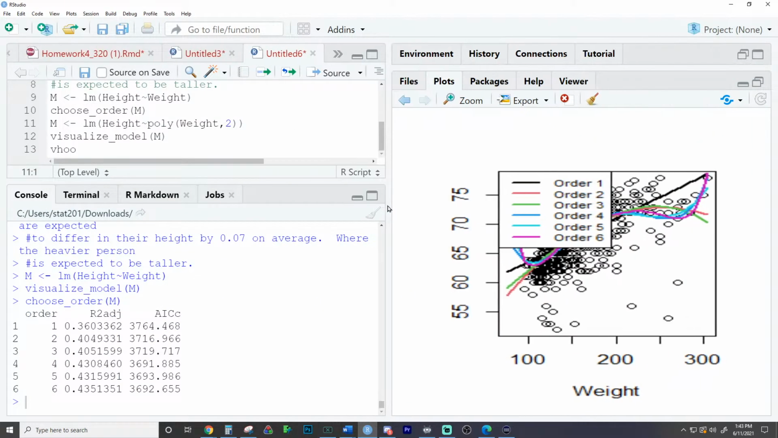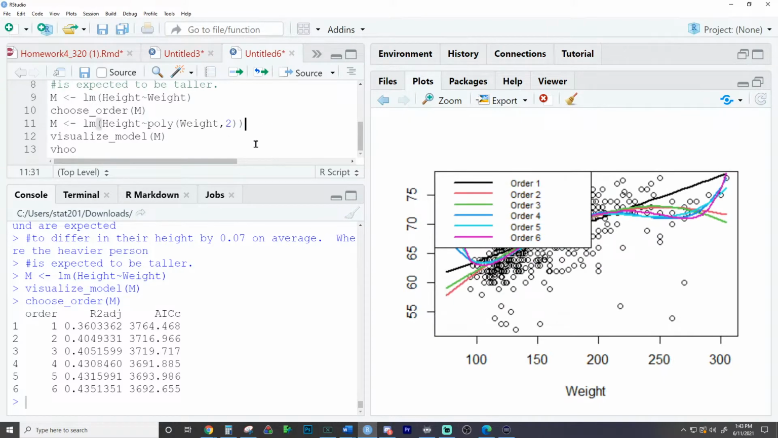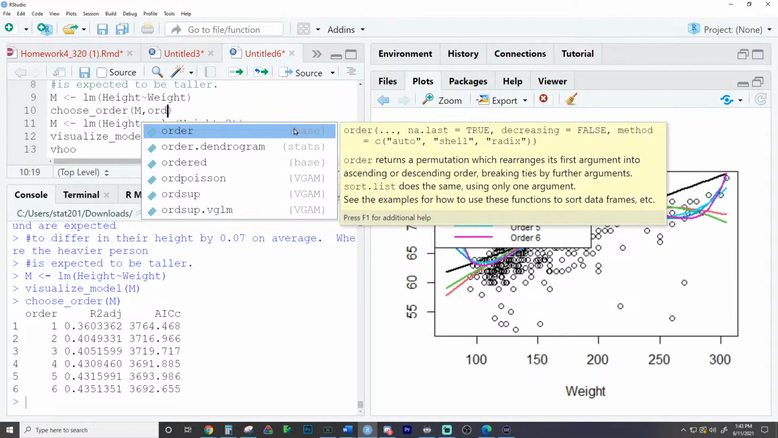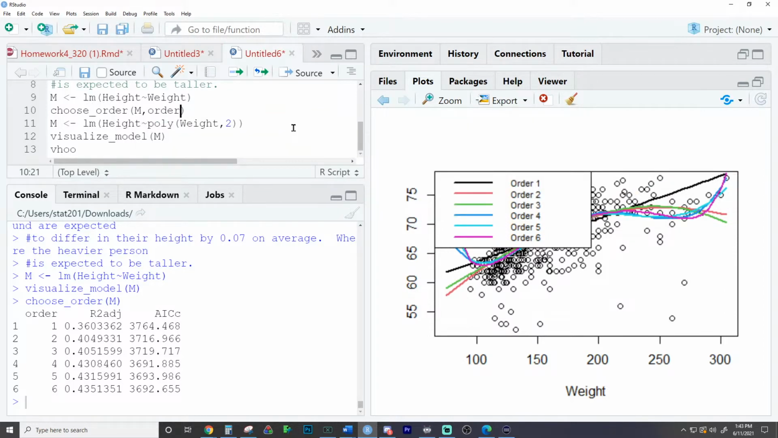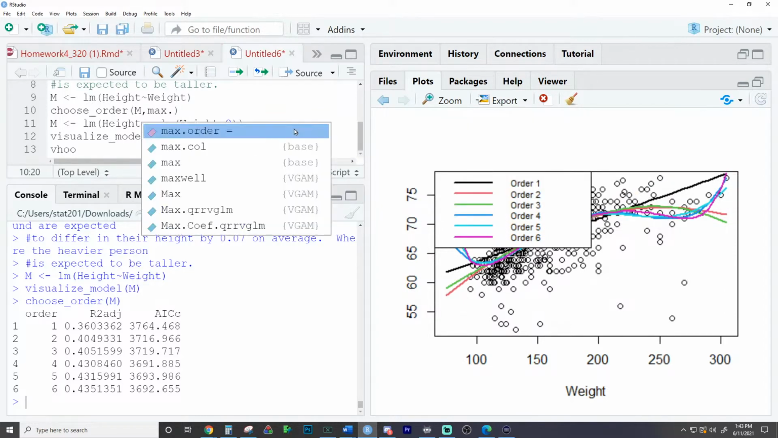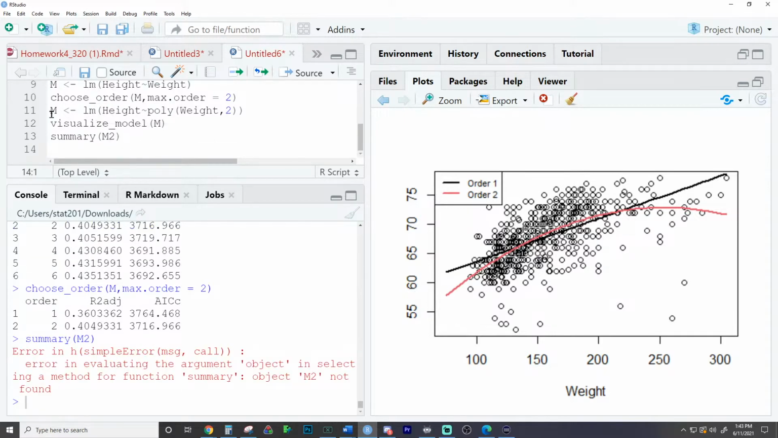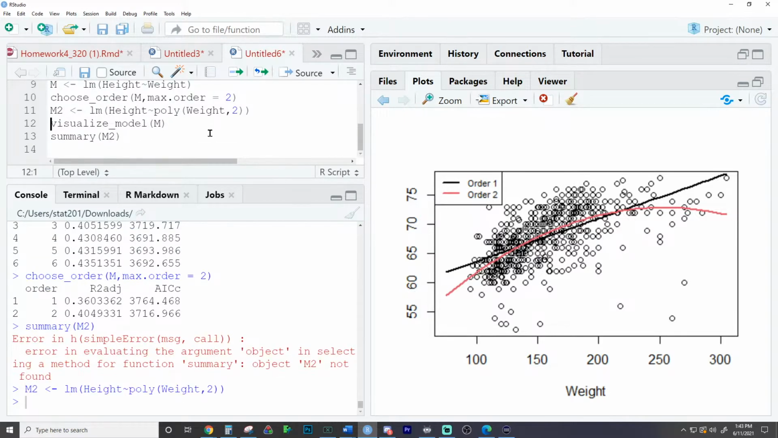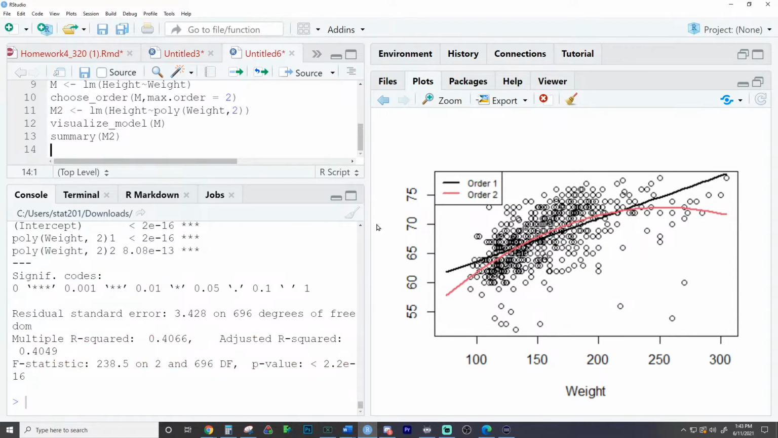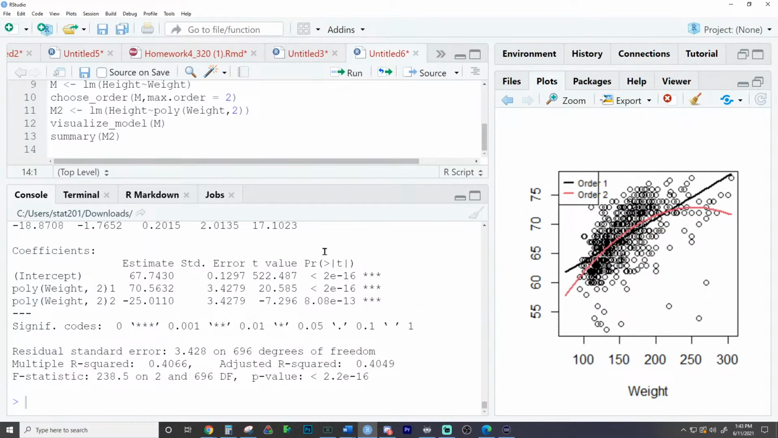Okay, the polynomial model you're looking at, let me do this. I wish I could eliminate the other one. I thought it's order. Oh, no, it's max order. It's max.order. There it is. Okay, so there's the polynomial model. So you can see the polynomial model in the background. Let's summarize the polynomial model. And, oh, I never created my m.2. And there's the polynomial model's coefficients.